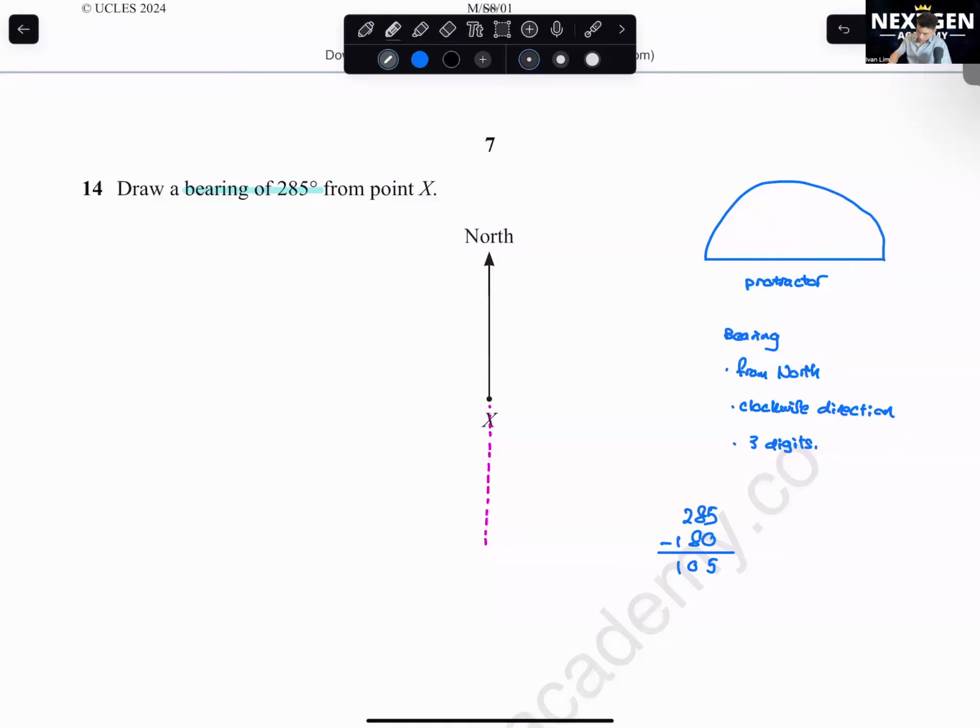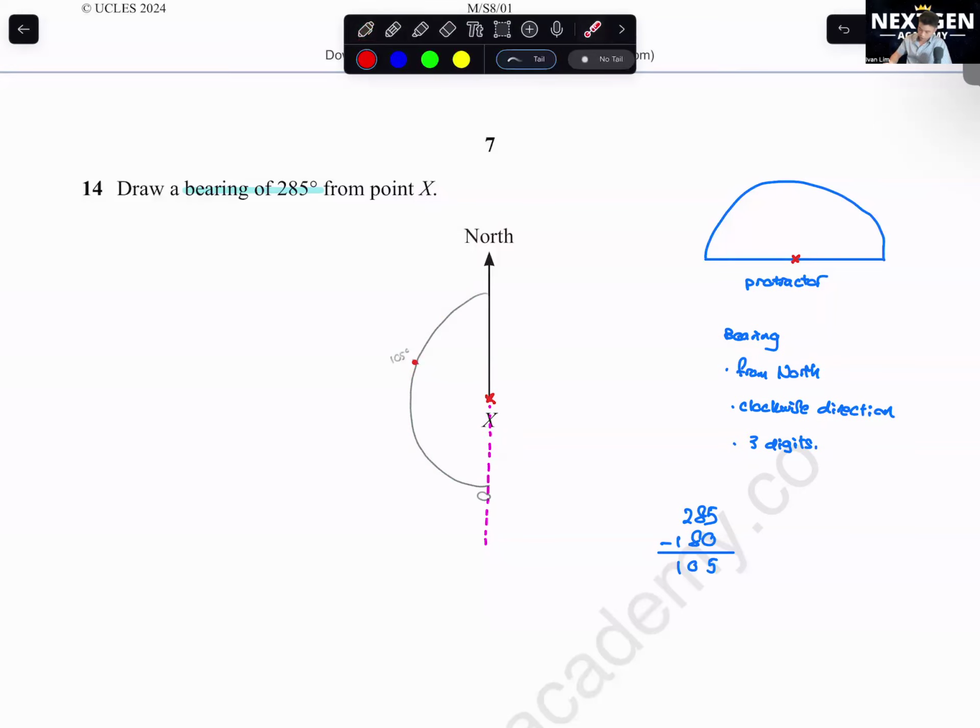So from here, place your protractor with the middle at the center here. If you don't have a protractor, you can't do this one. Read from 0, then there's 105 degrees probably somewhere around here. Teacher is just roughly estimating; 105 is probably a bit lower, maybe around here. Then you put a small mark where the 105 degrees is.